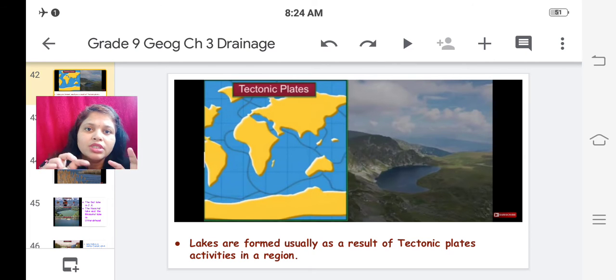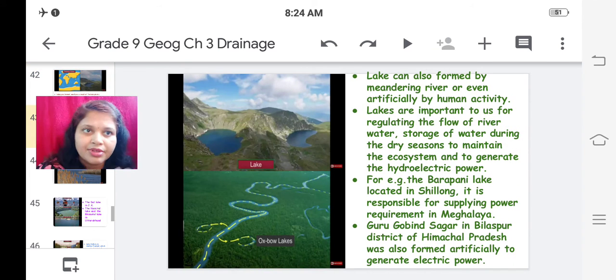Due to the movements of these tectonic plates, a fault, a gap is created between two landforms and it gets filled with water. Such water is known as a lake, a small water body. Some lakes are formed due to these tectonic plate movements or activities. Lakes can also be formed by a meandering river or even artificially by human activity.